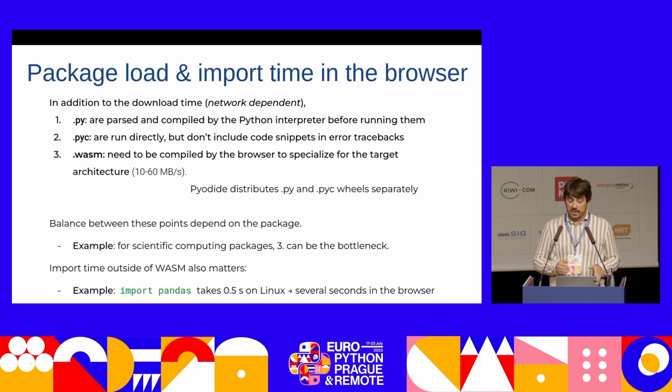And then WebAssembly: your application was already compiled to WebAssembly, but it actually needs to be specialized in the browser, so compiled with a specialization to the target architecture. This is fast, but it still takes a bit of time. And so, depending on the application, these different points might impact your runtime differently. For instance, for scientific applications, point 3 is more often a bottleneck.